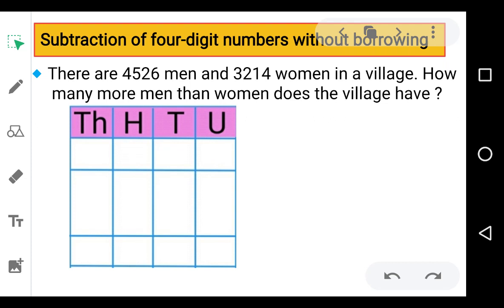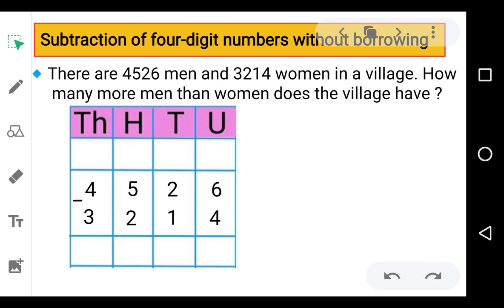First, we arrange the first number 4526. 6 comes in the unit place, 2 at the tens place, 5 at the hundred place and 4 at the thousand place. Now we arrange the second number 3214. 4 comes at the unit place, 1 at the tens place, 2 at the hundred place and 3 at the thousand place.